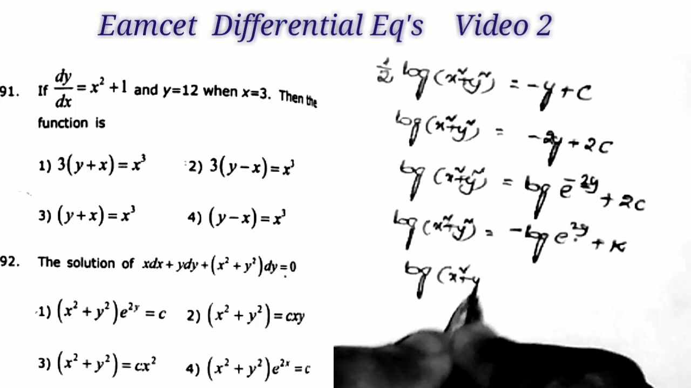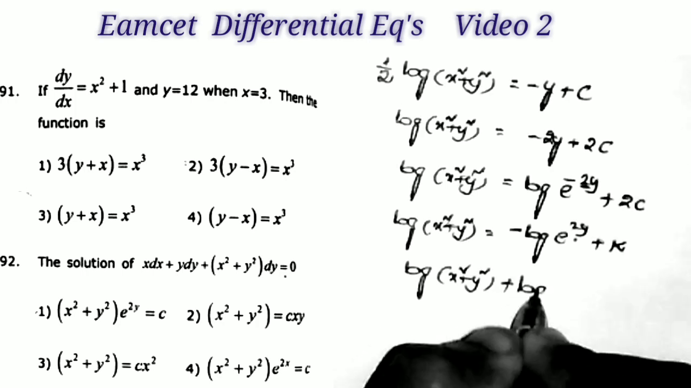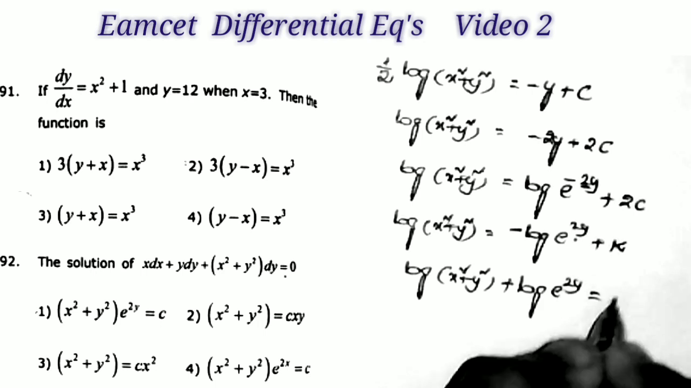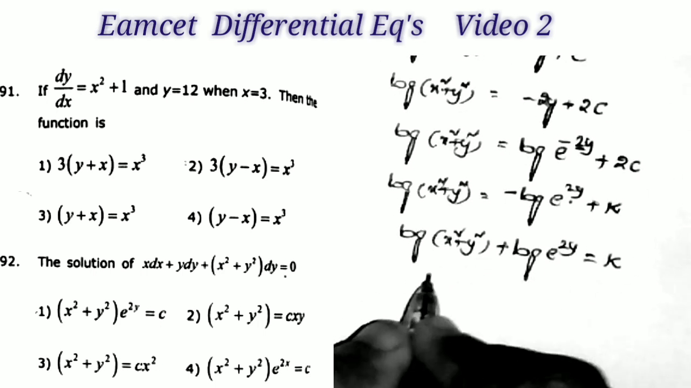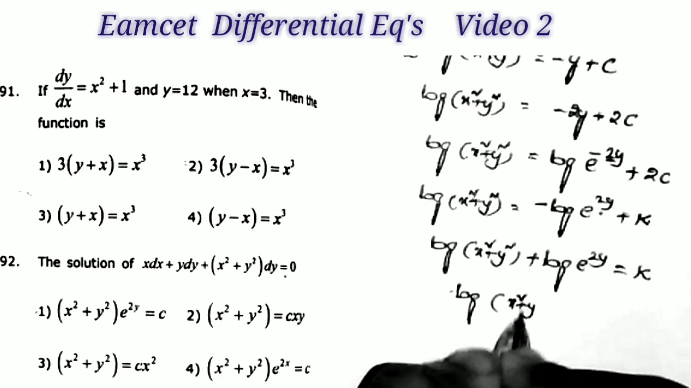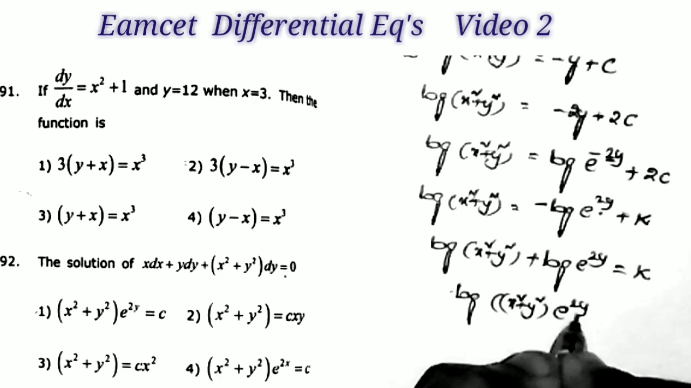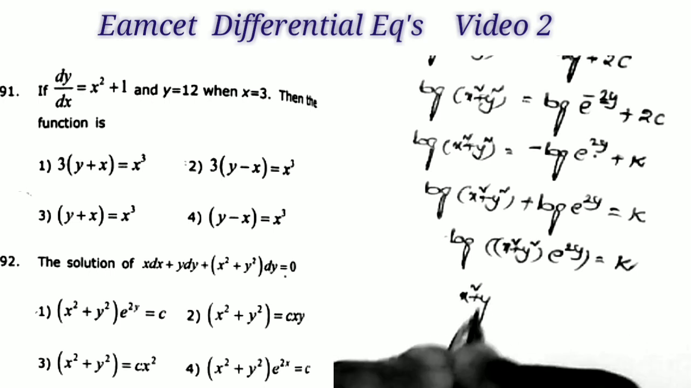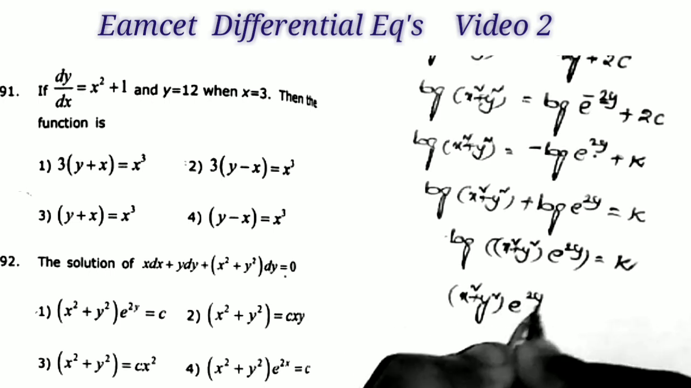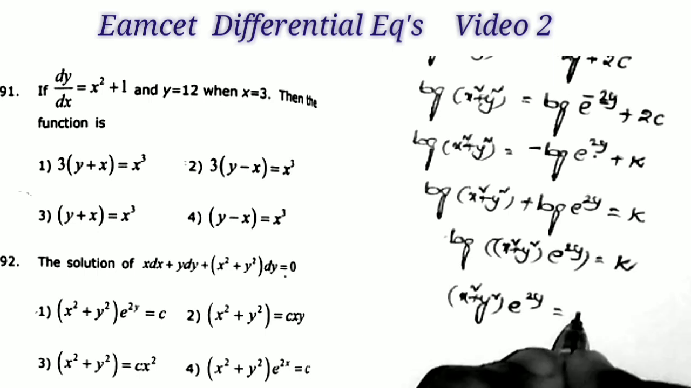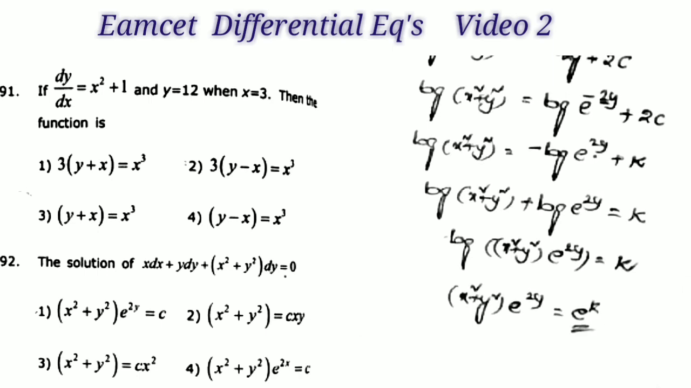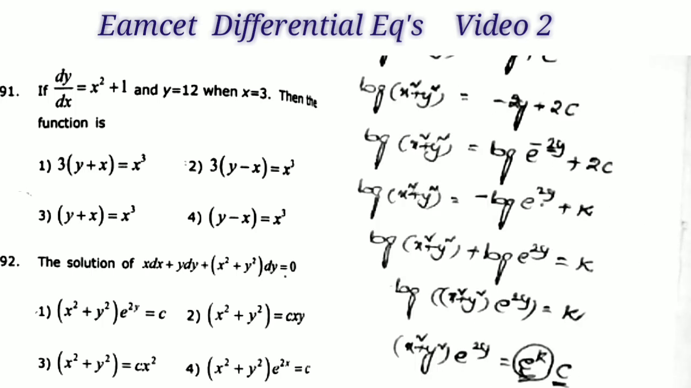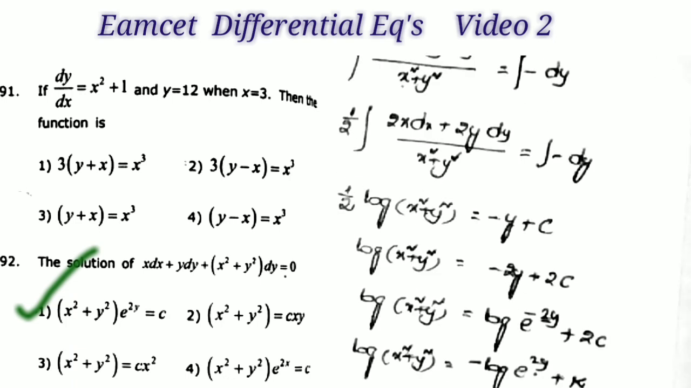Now this is log of x square plus y square plus log of e power 2y, writing this value to this side. Now this is in the form of log a plus log b, that means log of x square plus y square into e power 2y is equal to k. Therefore the answer is x square plus y square into e power 2y is equal to, writing the logarithm to this side, e power k, where e power k is a constant, that is equal to c, and that is the first option. Very easy questions. All are direct methods.